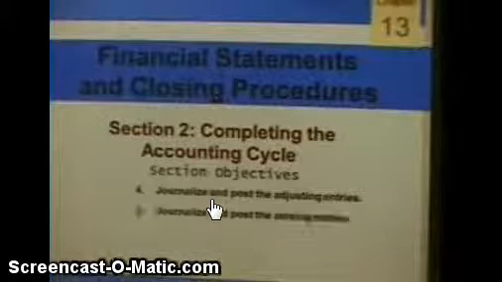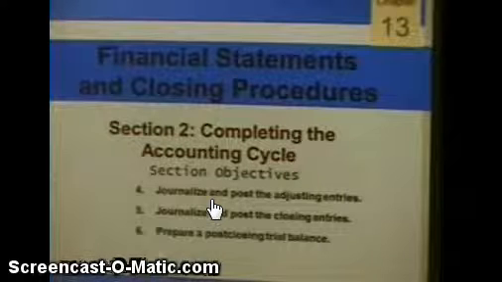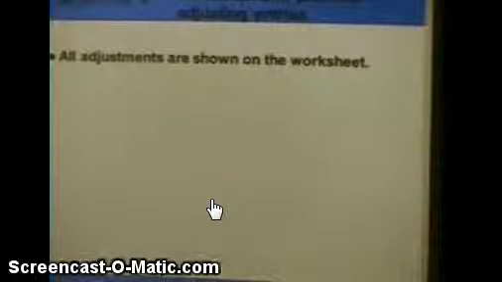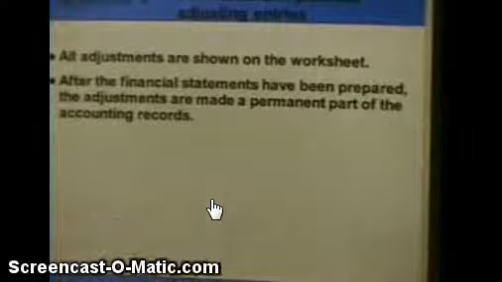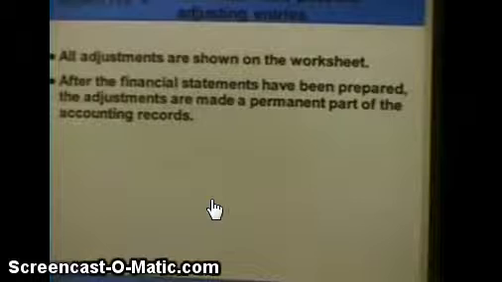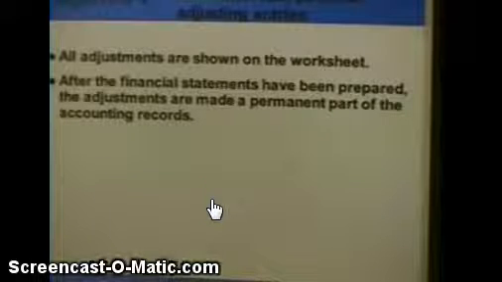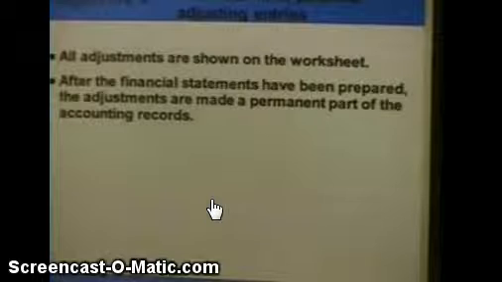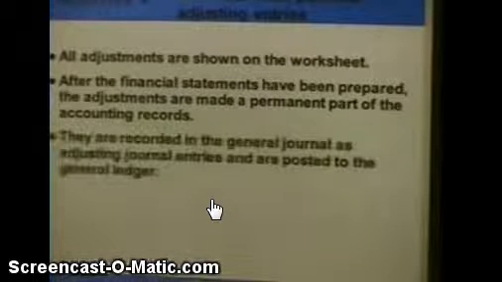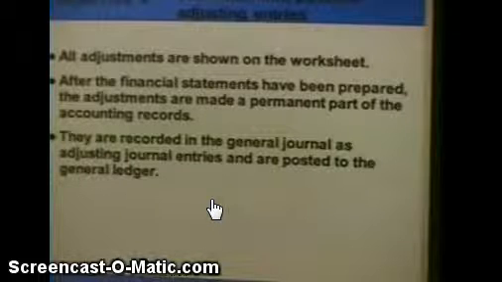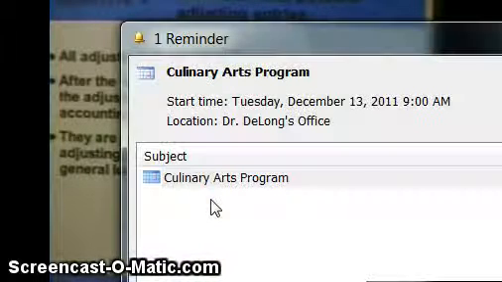We're going to look at, I think everybody probably knows how to do the rest of this, but we're going to go ahead and look at it anyway. Then we're going to talk a little bit about reversing entries. What you do then is just like we did in chapter 6: you journalize your adjusting entries and post them to the general ledger accounts, because we've got to get them in our journal so that they're a permanent part of our records.